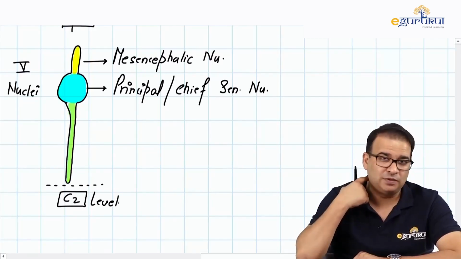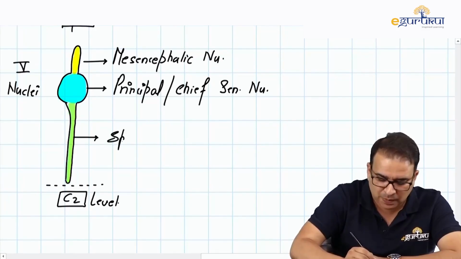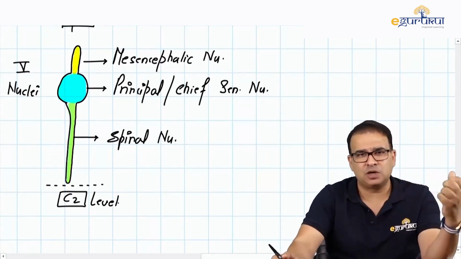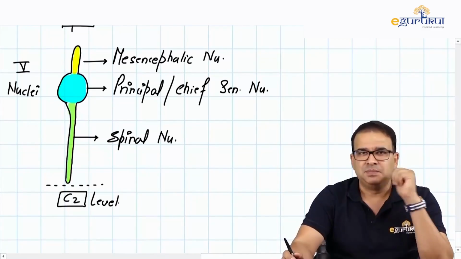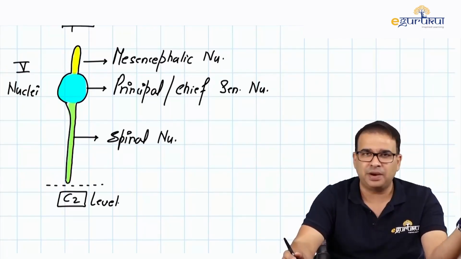It goes till the C2 level of the spinal cord, and for that reason, this nucleus is called a spinal nucleus. This is called a spinal nucleus because it extends to the spinal cord. Mesencephalic nucleus, the word mesencephalic came from mesencephalon, that is midbrain.